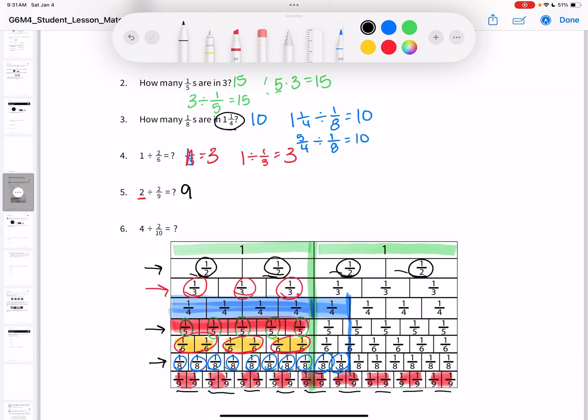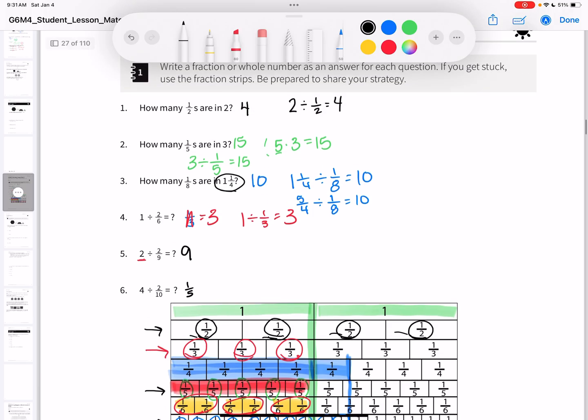Number 6, 4 divided by 2/10 equals what? Well, just like 2/6 could be reduced, 2/10 could also be reduced, especially because we don't have tenths on our fraction diagram. So 2/10 can be reduced to 1/5. So we're really doing 4 divided by 1/5. Okay, so I'm going to look at my 1/5 line, and I want to know how many times 1/5 can go into 4.